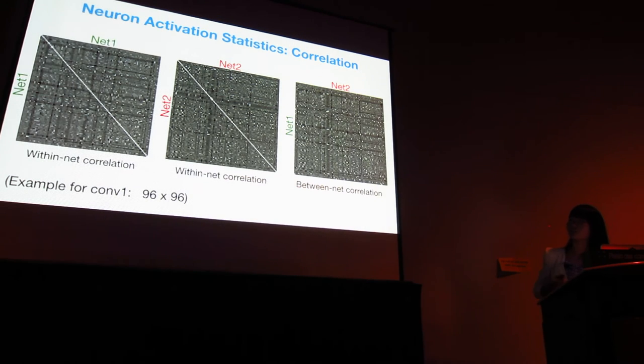In a similar fashion, we can compute the between-net correlation matrix, but in this case, it's non-symmetric. And the entry on the ith row and jth column here represents the similarity between the ith unit in net 1 and the jth unit in net 2.